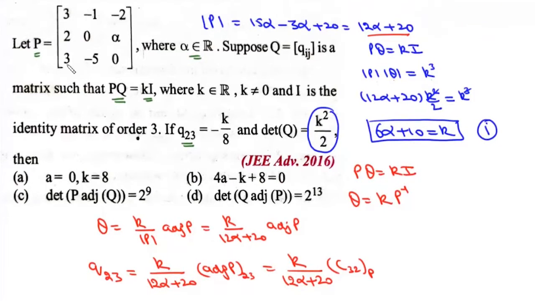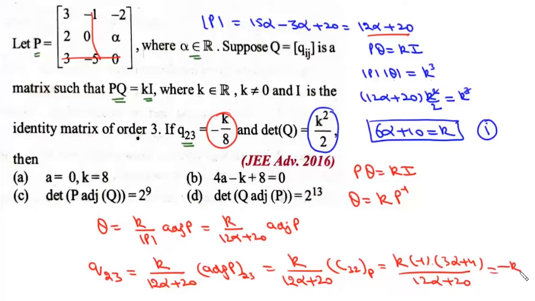Now C32 is third row second column, and there will be 3 alpha plus 4. So it will be K into, now 3 plus 2 is odd, so it will be minus 1 into, now C32 is 3 alpha plus 4. So it will be minus 1 into 3 alpha plus 4 upon 12 alpha plus 20. Now it is given that it is equal to minus K by 8.